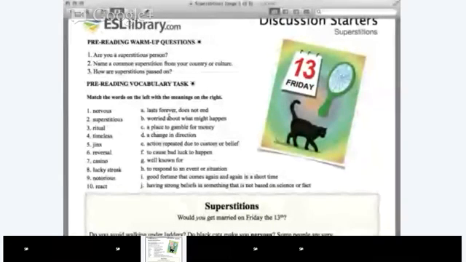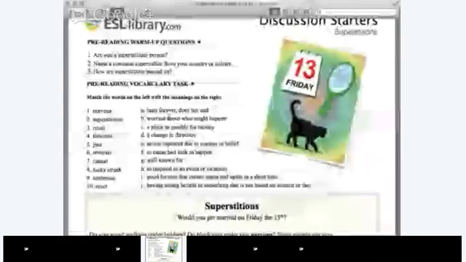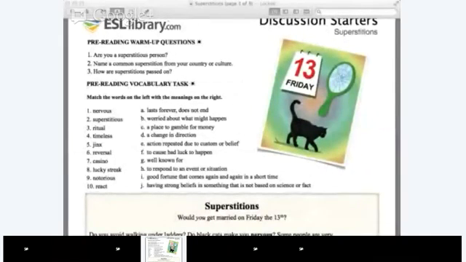So now that we know what a superstition is, would you say that you are superstitious people? I want you to either say yes or no, and then give me a reason why you are superstitious or a reason why you are not superstitious. So just to get warmed up on the topic, are you a superstitious person? What do you guys think?